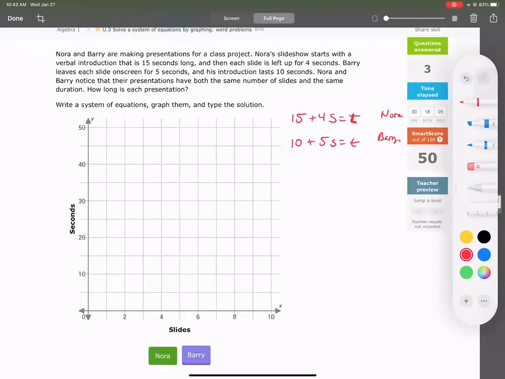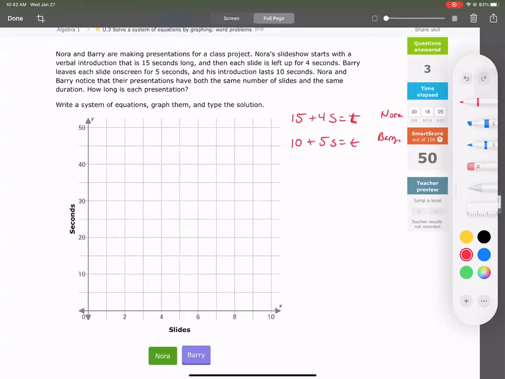All right, so Nora and Barry notice that their presentations have both the same number of slides and the same duration. How long is each presentation? So we want to figure out at what point they have the same number of slides and the same amount of time. The S and T are the same, and that will be some meeting point, right? They're going to meet at some point here.